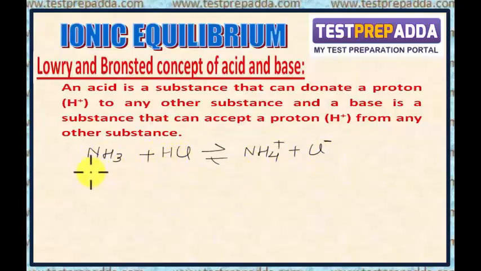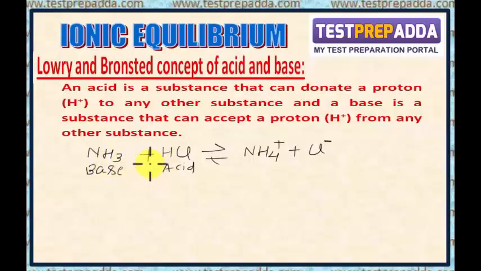Now you can see NH3 is accepting H plus. That is why according to the definition NH3 is a base here. HCl is giving its proton. That is why according to the definition HCl is an acid here. Again, if you see the example, you can say NH3 is a base with respect to this HCl acid, and HCl is an acid with respect to this NH3 base. Again, acid and base are relative terms.